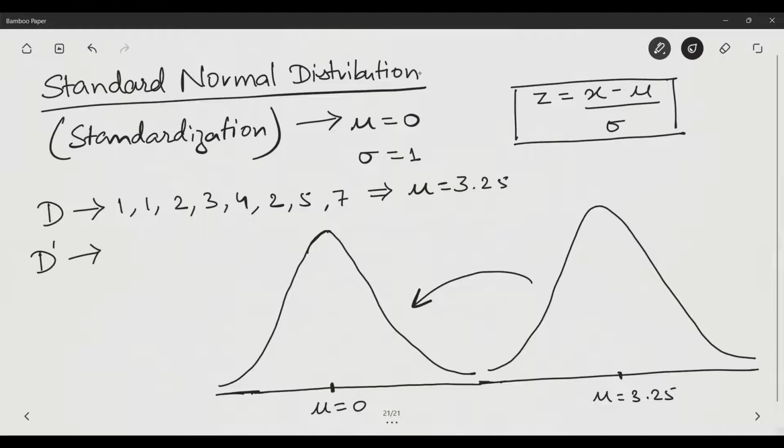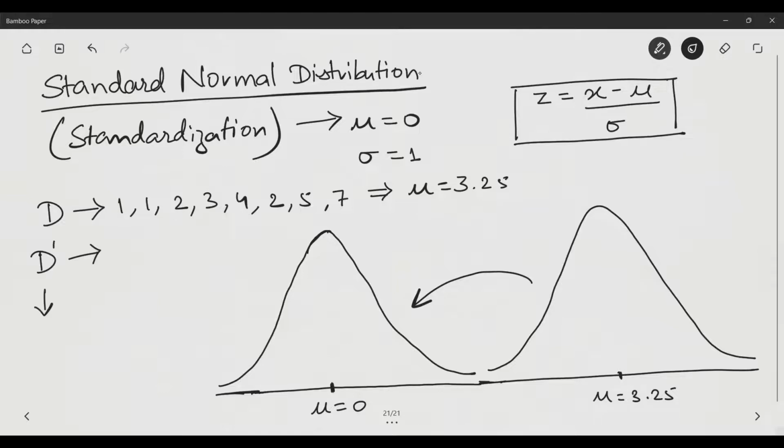So if you make this calculation, you will get some value corresponding to this 1. Then again for this one, you get some value. Then for 2 you get another value, and 3 again. So you will get a new distribution, a new data set over here.